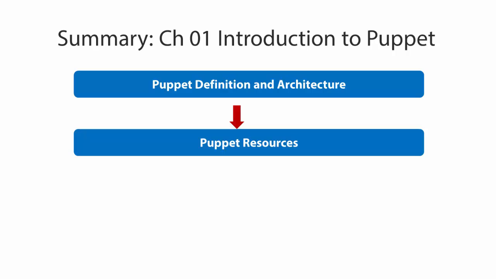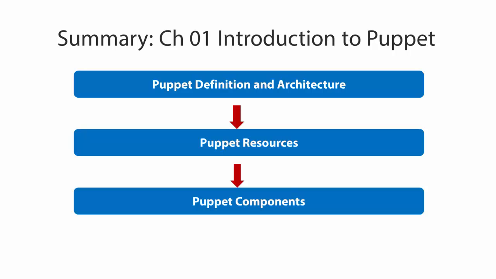Each Puppet resource has four kinds of elements. And then I explained the Puppet components as third-party programs. So in this fundamental course, I will focus on Puppet definition, architecture, and Puppet resources. In the Puppet Advanced course, I will focus on Puppet components.